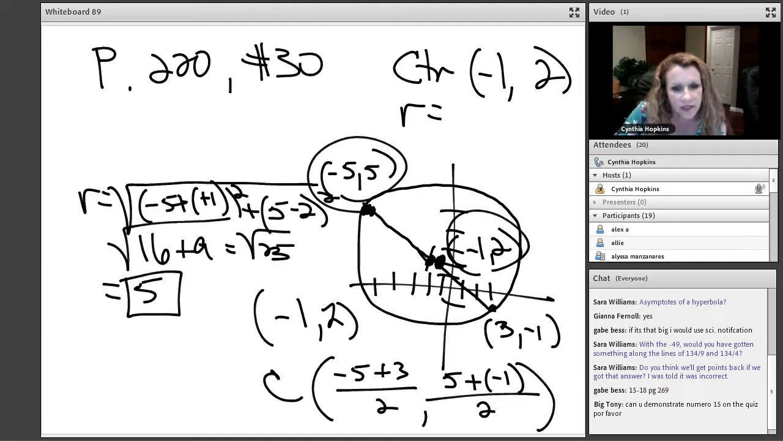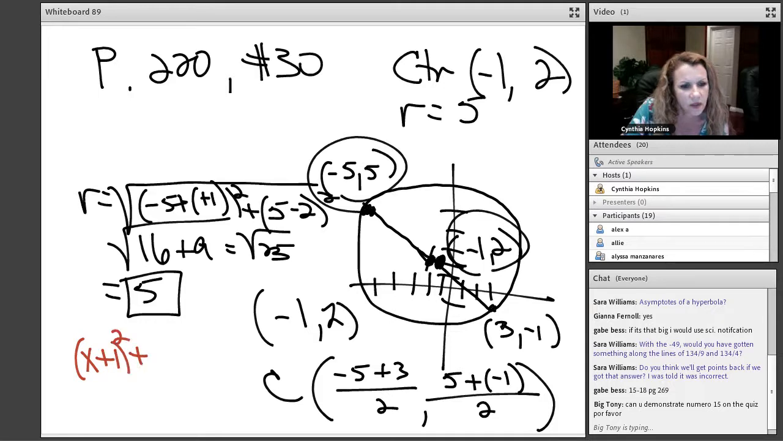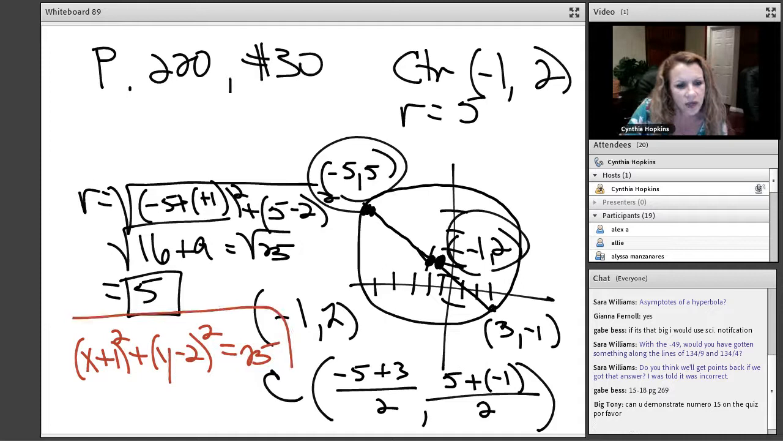All right, so that's the distance, and so here is my equation. Let me write this in red. Okay, center, negative 1, 2. So I'm going to have x plus 1, the quantity squared, plus y minus 2, the quantity squared, equals 25, which is my radius squared. Okay, and there you go.